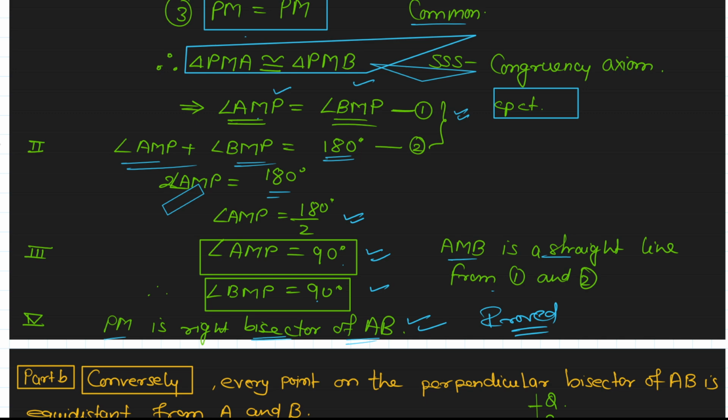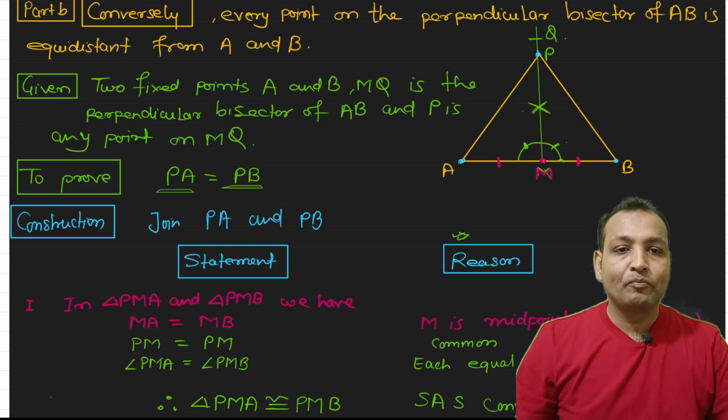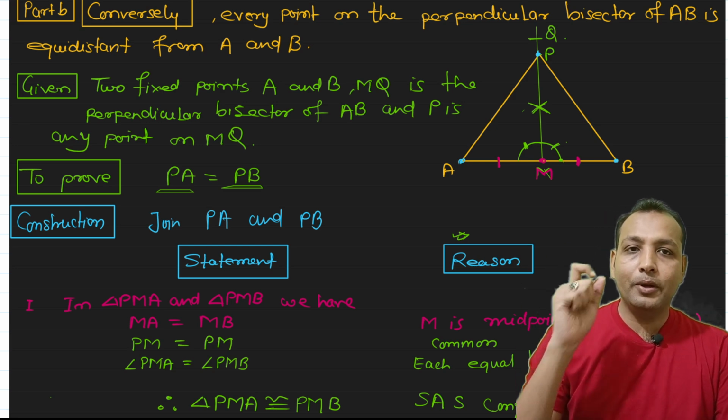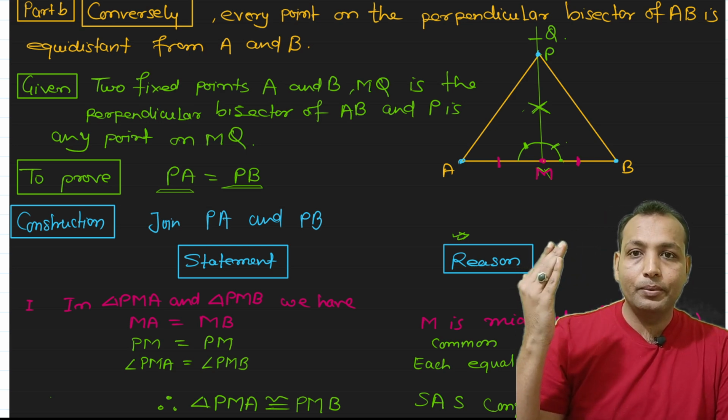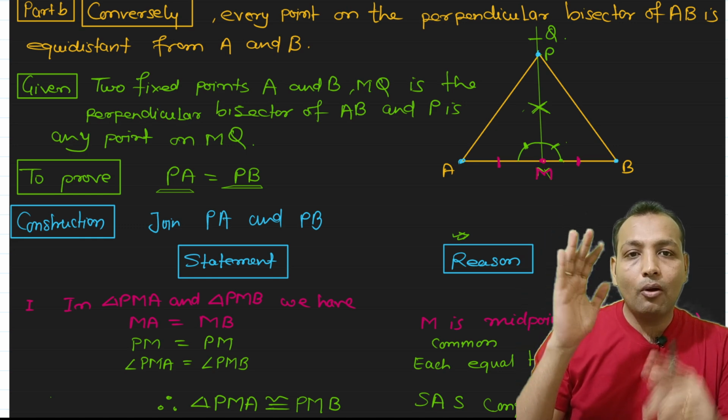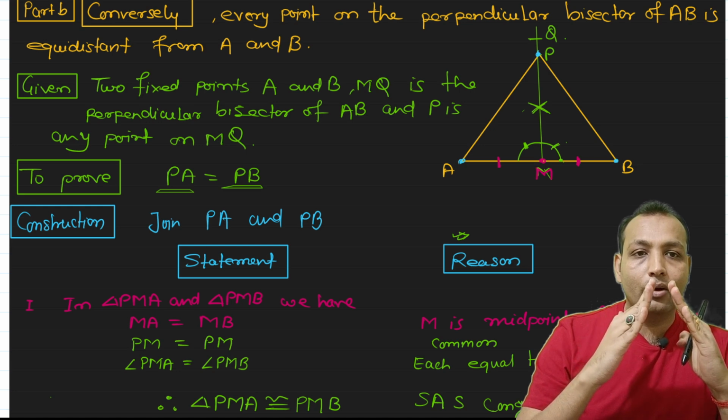So conversely, that is part B of this theorem. So that is also true. Every point on the perpendicular bisector of AB is equidistant from A and B. Now see this. This is part B of the first theorem that we already proved. So every point on the perpendicular bisector of AB.